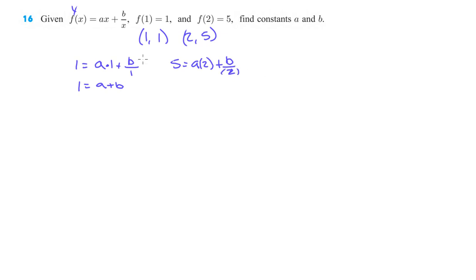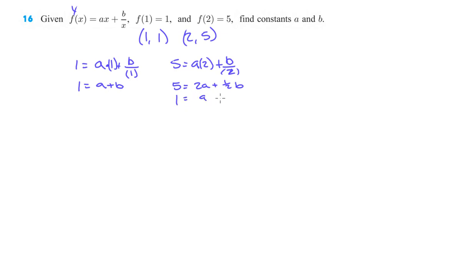Okay, so here's the stuff that we plugged in. Parentheses, there we go. So then this is just going to equal 5 equals 2a plus 1/2 b. Look, now we have two equations with two unknowns. So now we can either substitute, or we can line them up and eliminate, and it's your call. I'm going to line them up and eliminate.